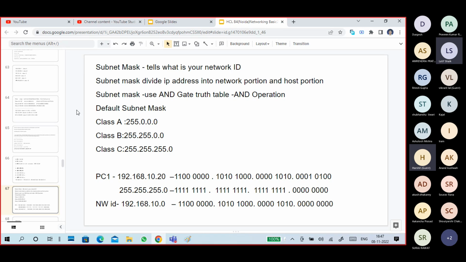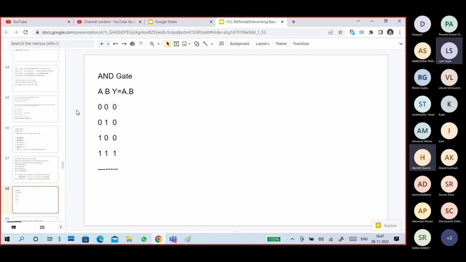Subnet mask uses the AND gate operation. Guys, it is nothing new. It is from 10th class. We have truth tables, and the AND truth table is also there. If you don't know, please check it once. Very simple, guys.